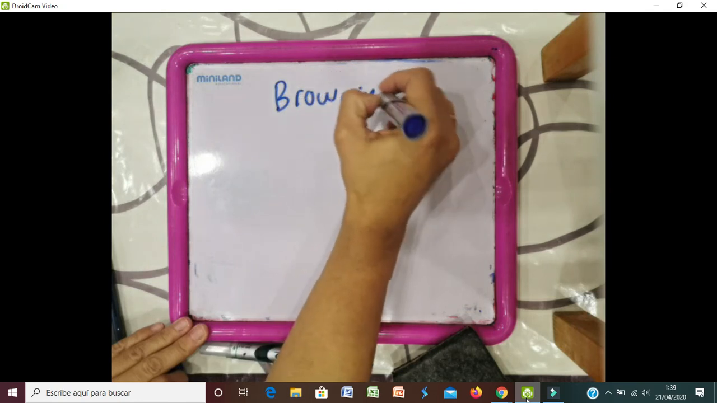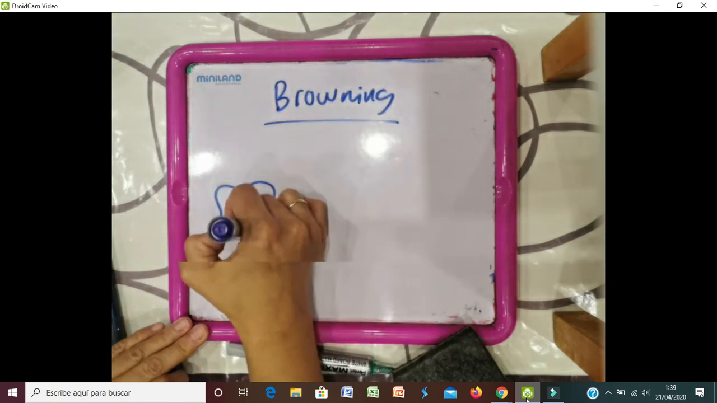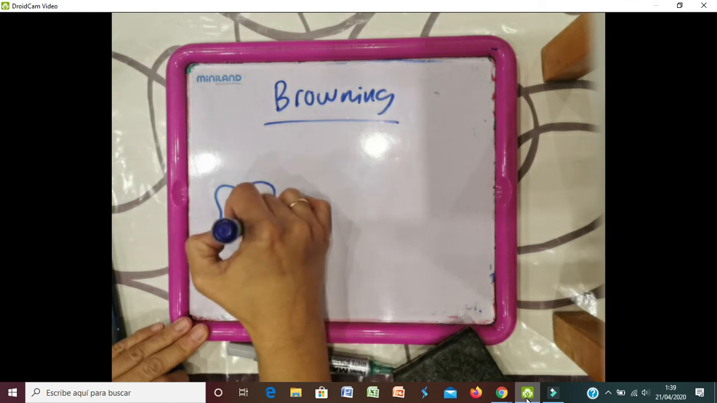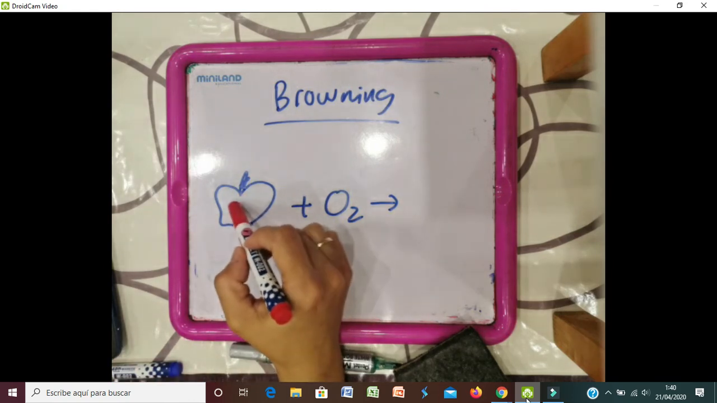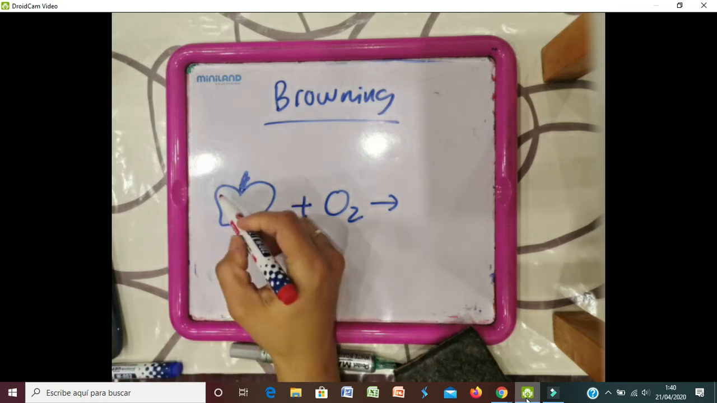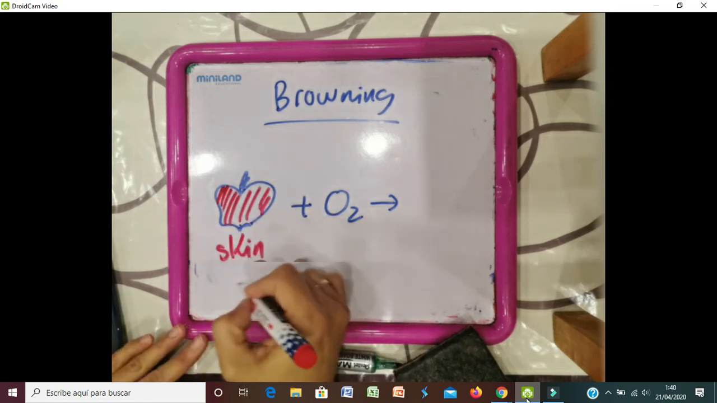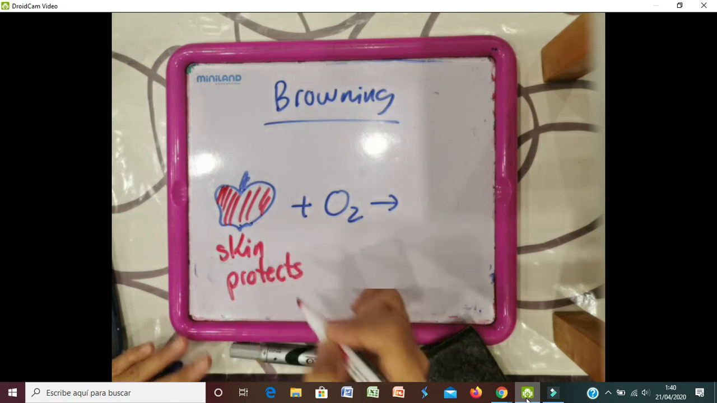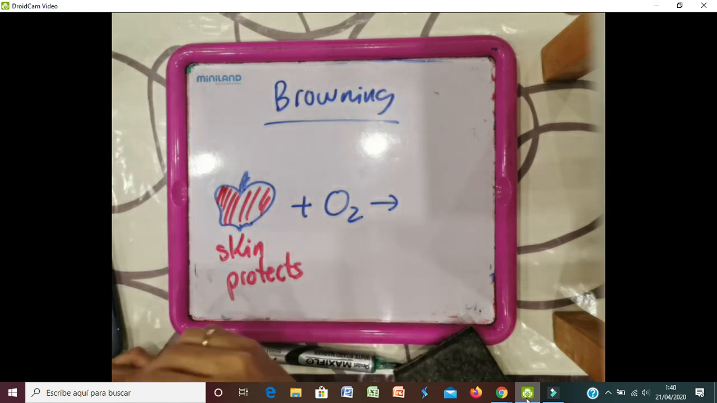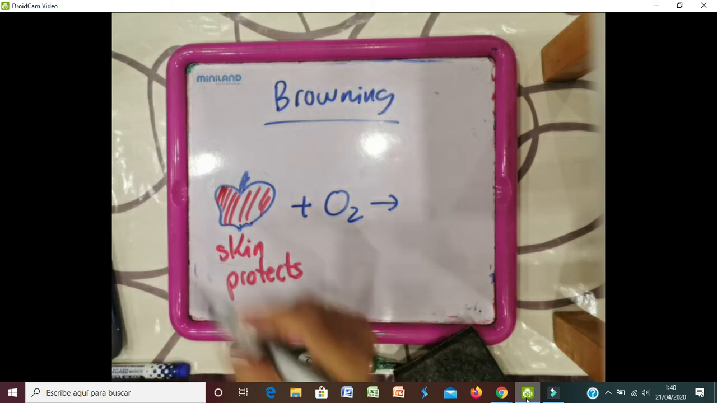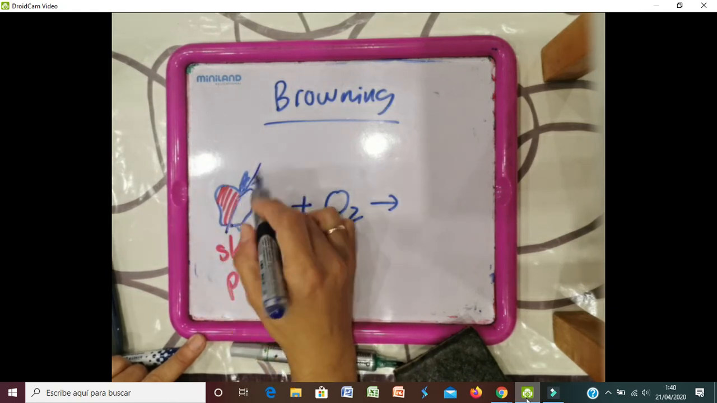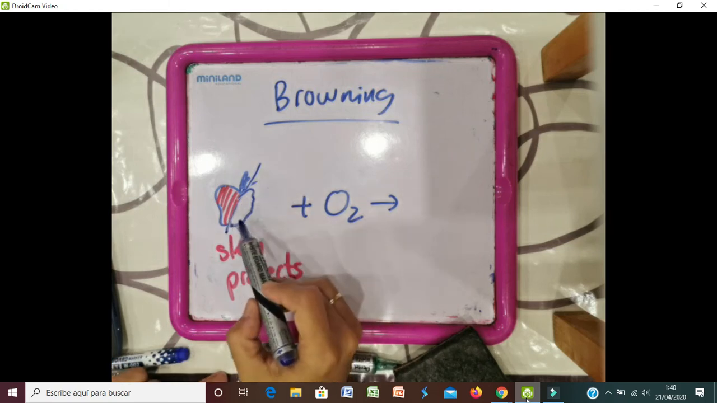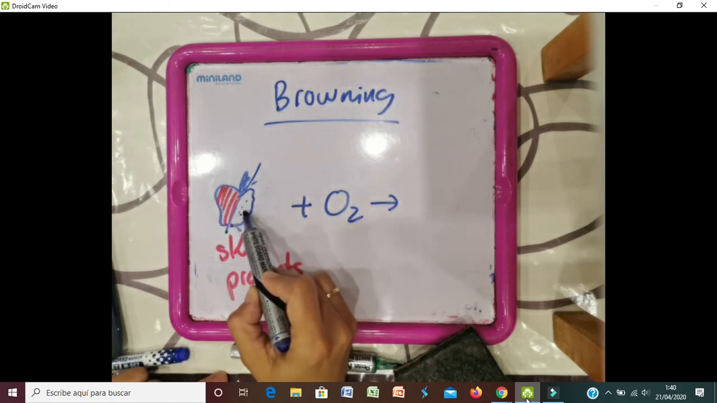Browning. So I'm going to draw here an apple. And I'm going to draw the oxygen as well. So what is happening? When the apple is not cut, the skin of the apple protects from the oxygen. But what happens when we cut the apple in half? Imagine we cut the apple and then we have here a little surface that is cut and is not with this skin protection. So in this, there are electrons that are able to be oxidated.